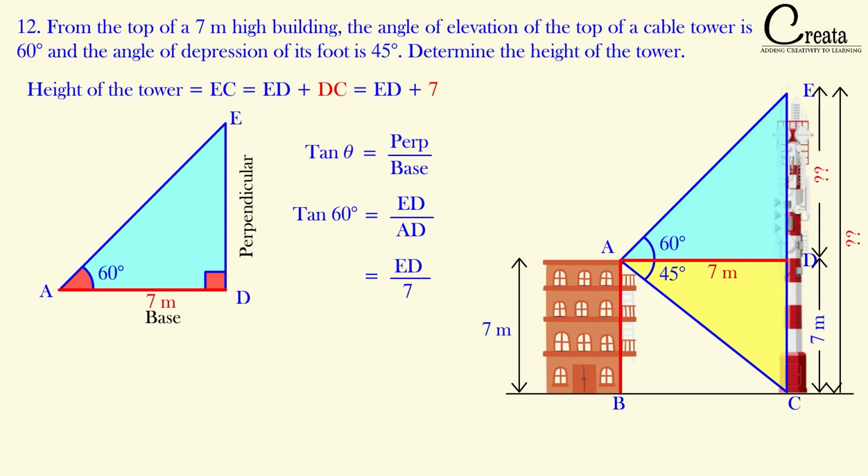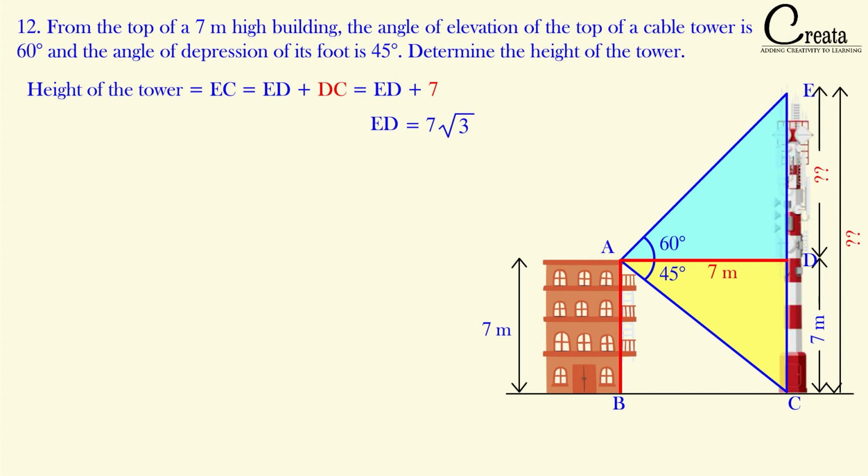And what is the value of tan 60 degrees? I think it is root 3, right? So we got root 3 is equal to ED upon 7. So we got ED as 7 root 3. Got it? We got the perpendicular, that is ED, one component of the tower, ED as 7 root 3 meters.